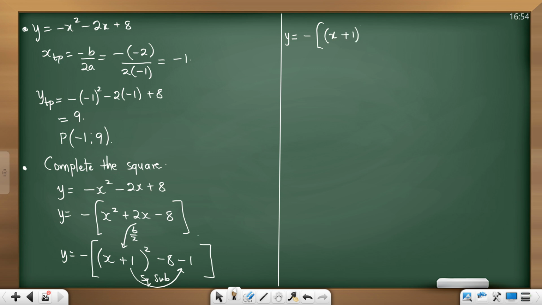(x plus 1) squared minus 9. Now multiply the negative in. Negative (x plus 1) squared. Now negative times negative would give us what? Positive. Good. My turning point: x is adjusting all the time, so the sign must change. And that's it.